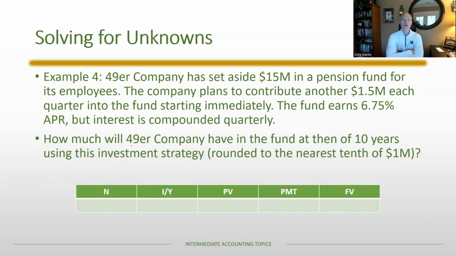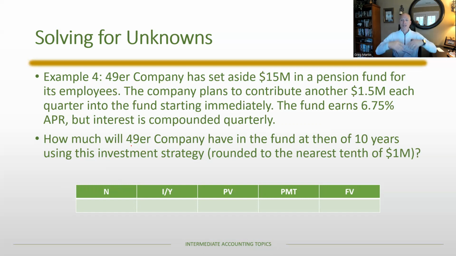All right, so another one. We've set aside $15 million in a pension fund for its employees. We plan to contribute another $1.5 million each quarter. Notice again, it says each quarter into the fund. The fund earns 6.75% APR, and interest is compounded quarterly. So now we were semi-annually, now we're monthly. We were monthly, now we're quarterly.